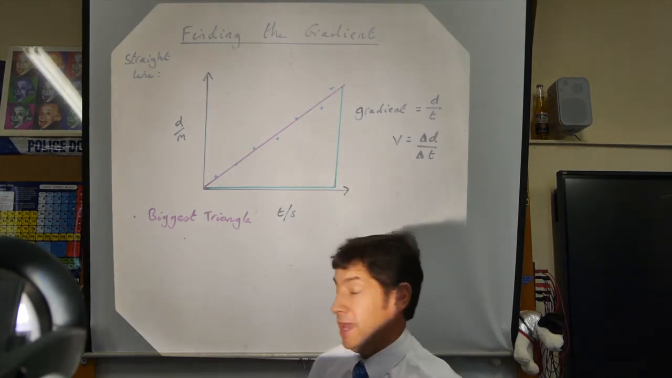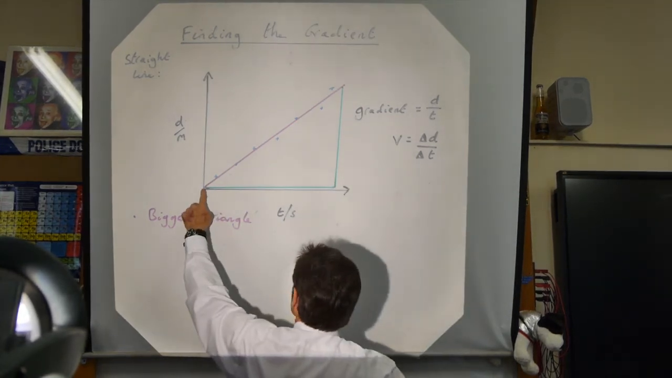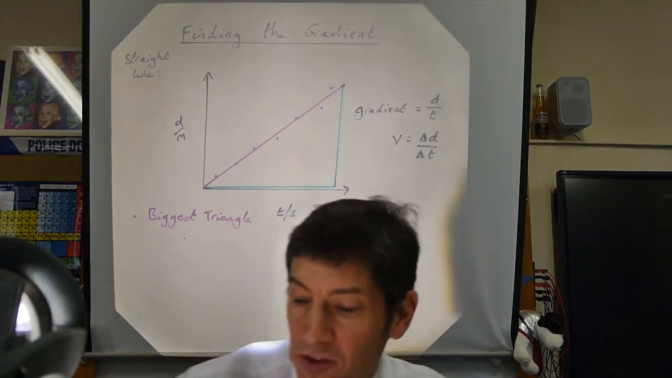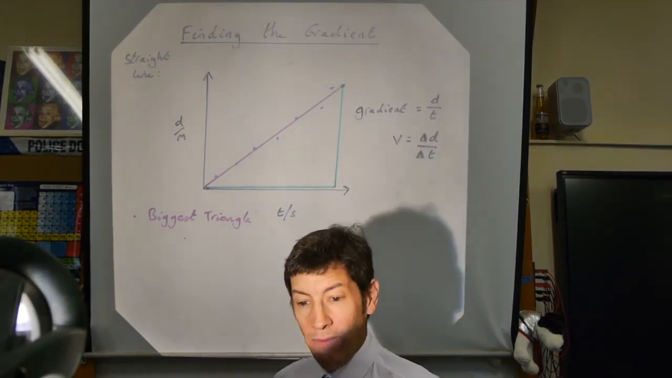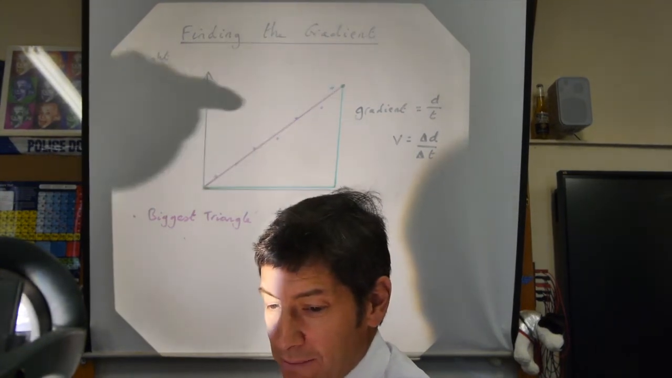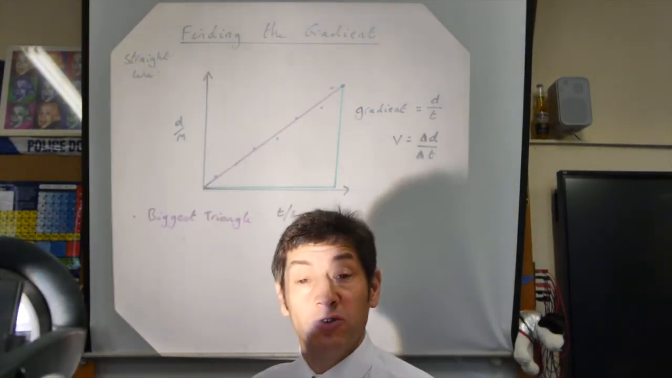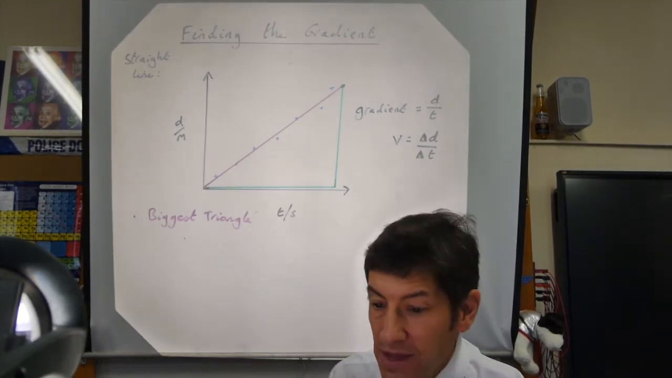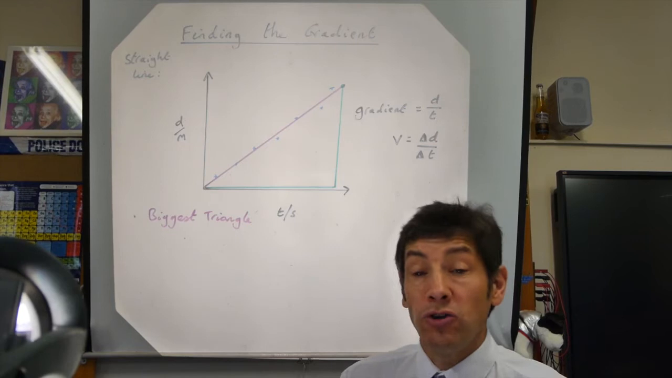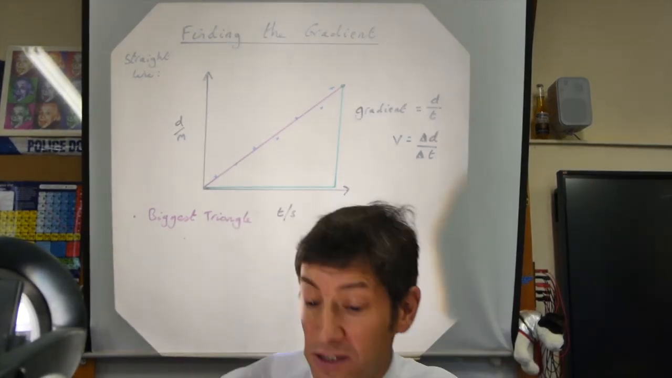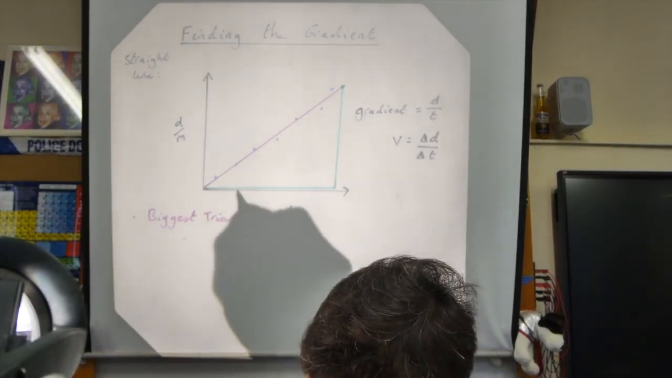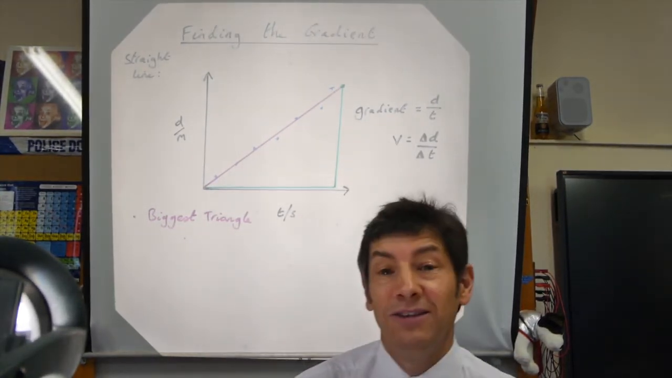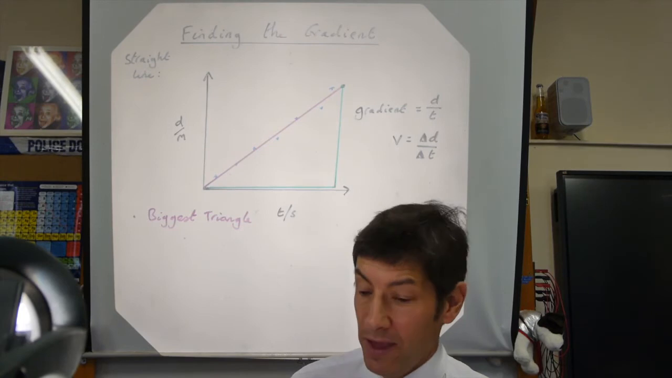There's a little trick here. If you're starting at 0, 0, why don't you pick a point here that's a really nice number on the line? Maybe that might be a number like 100, which would make it really easy to work out what that point is. And then, once you've got your big triangle, it will give a gradient. If you use a little one, it'll be exactly the same steepness, but you get more error in your answer.